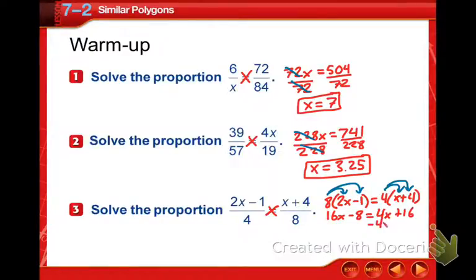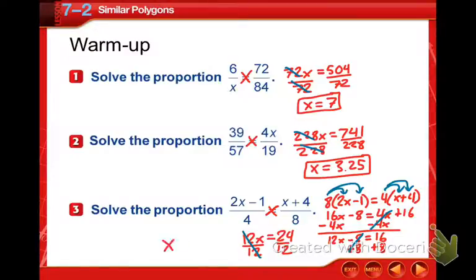We're going to subtract 4x from both sides. So it cancels there. 16 minus 4 is 12x, minus 8 equals 16. Going to add 8 to both sides. So now we have 12x equal to 24. We divide by 12. And our x comes out to be 2.